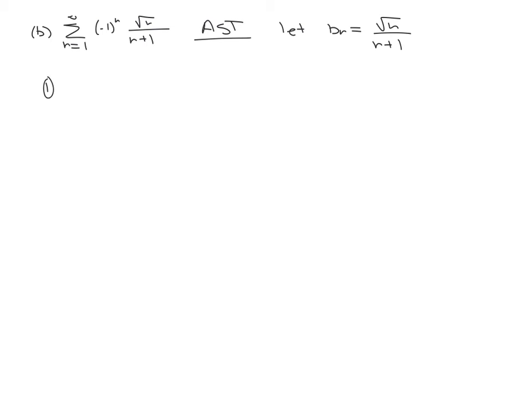So we have in part B, the sum from n equals 1 to infinity, -1 to the n, root n over n plus 1. We're going to use the alternating series test. And I'm going to let b_n be root n over n plus 1. So the first thing you should show is that the limit as n goes to infinity of the b sub n terms is equal to 0.